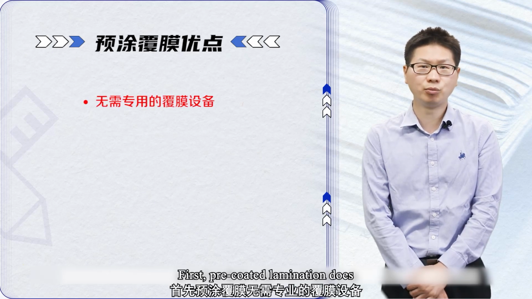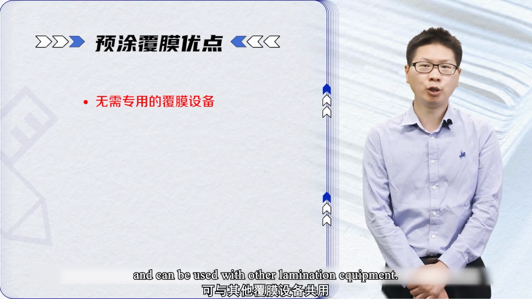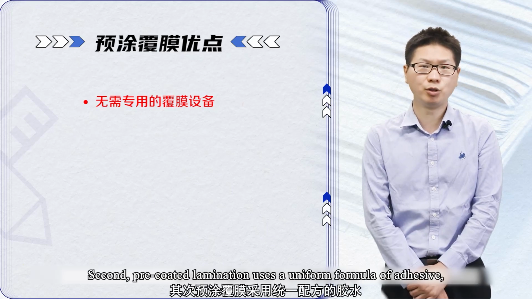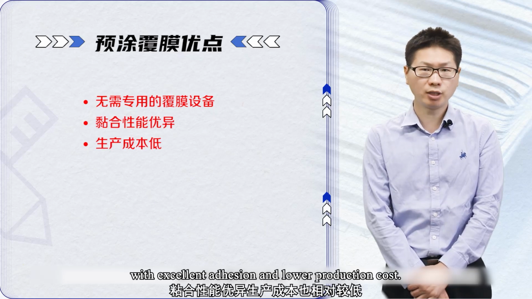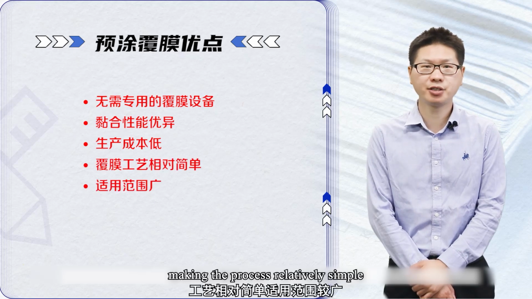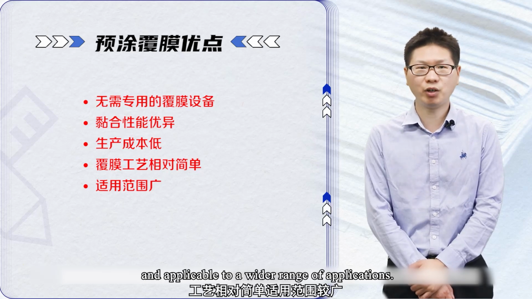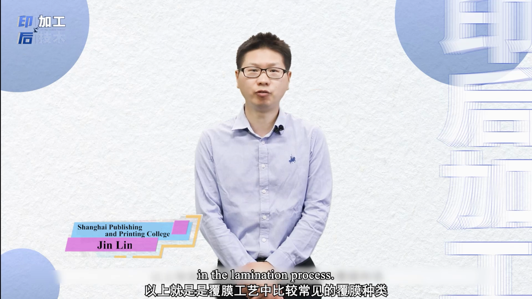First, pre-coated lamination does not require special lamination equipment and can be used with other lamination equipment. Second, pre-coated lamination uses a uniform formula of adhesive with excellent adhesion and lower production cost. Finally, pre-coated lamination eliminates the drying and coating steps, making the process relatively simple and applicable to a wider range of applications. The above are the more common types of lamination in the lamination process.